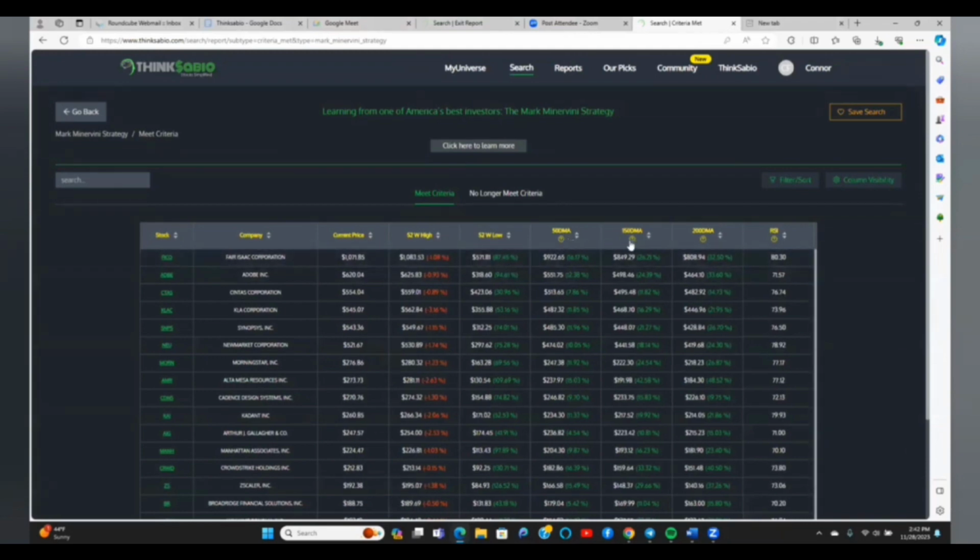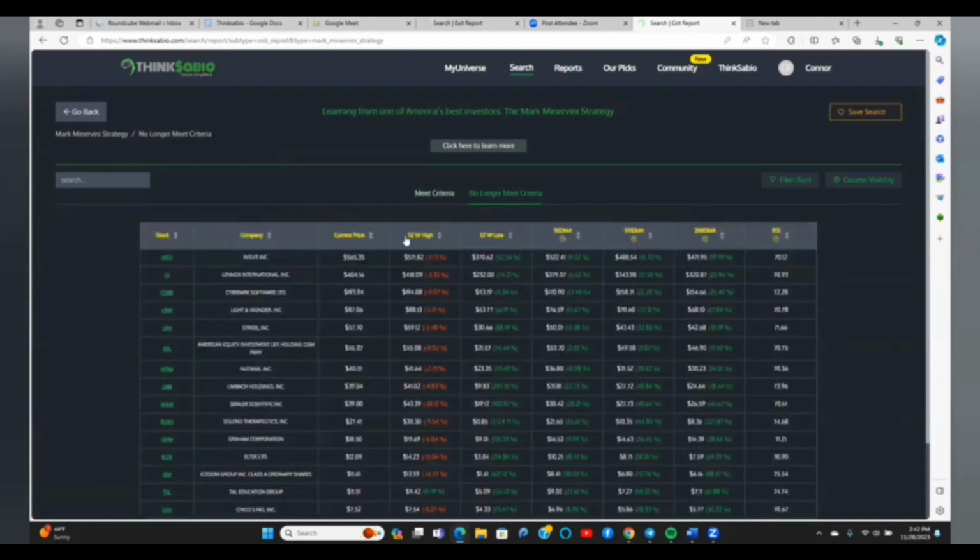And then we have the 50-day moving average, 150-day moving average, 200-day moving average, and then the RSI. So that basically just lays all the information out in a very easy to understand fashion. And then you click on "no longer meet criteria," and it looks at the stocks that don't meet the criteria, the current price, and then it compares the 52-week low and the RSI.